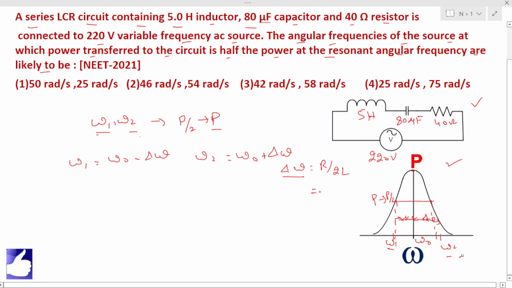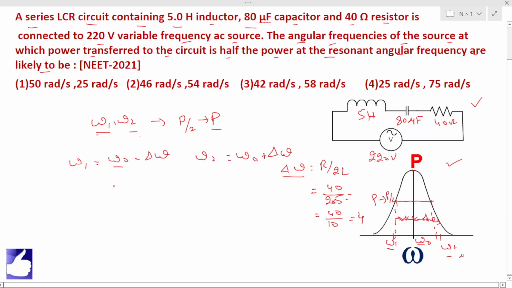R is 40, divided by 2L, that is 2 into 5, that is equal to 40 by 10, that is equal to 4. That is, with respect to resonant frequency, these half power frequencies will be at 4 units distance on either side. Now let us calculate omega naught.